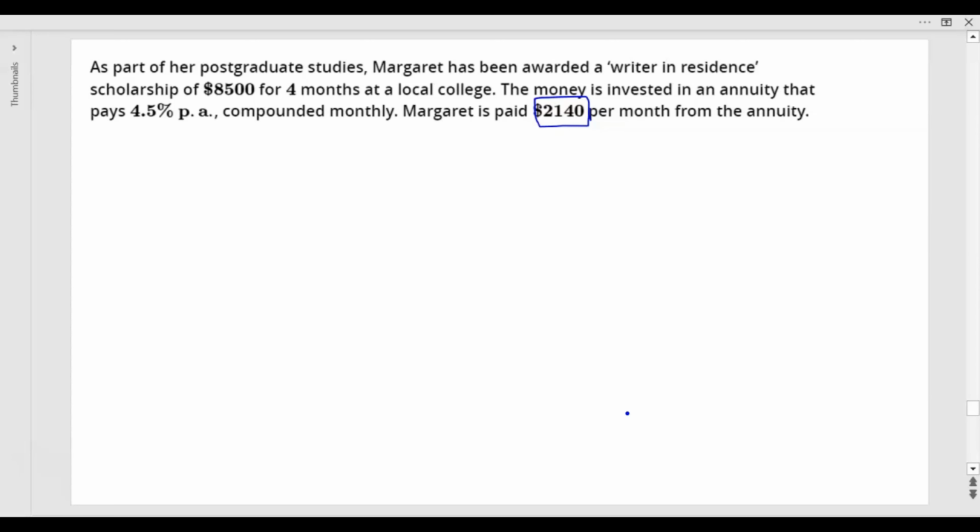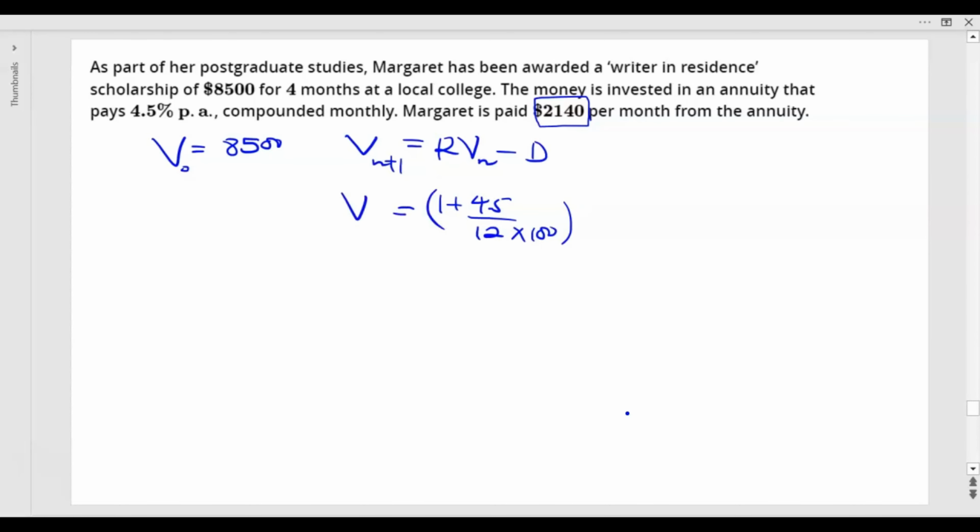If you want to establish a recurrence relationship, this is the amount that was invested at the beginning. After a certain period of time, that fund will be exhausted, will be finished. So that's the D value. The R value will be the interest rate, which needs to be converted into a monthly basis. And this is our recurrence relation. After a certain period of time, the fund will be exhausted.